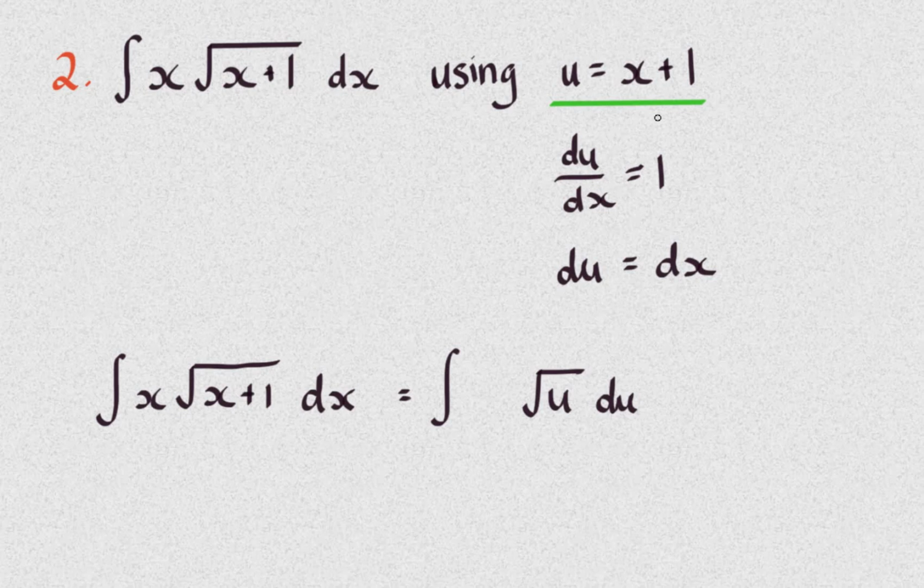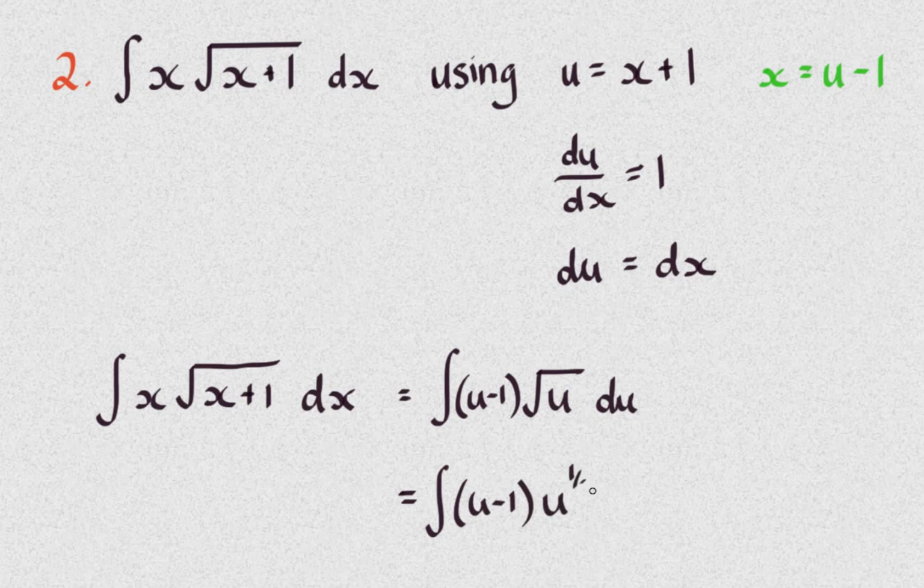Well, if we look back at our original substitution, our original relationship between u and x, we notice that we could make x the subject. And so we would get x is equal to u minus 1. Meaning we can now replace this x with u minus 1. Noting that the square root of u is u to the half, we can then evaluate this integral by expanding the brackets.